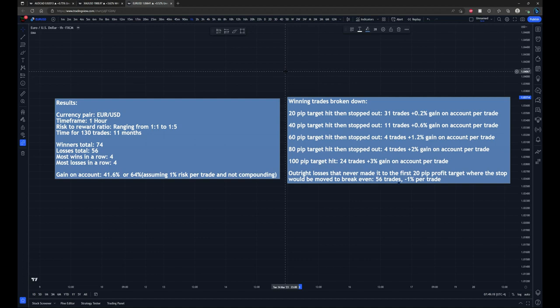41.6% or 64%, depending on how you do the take profit. So let's talk about that math in just a sec. And this also assumes a 1% risk of account equity per trade and also not compounding.